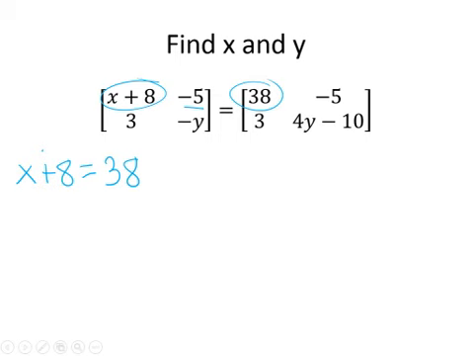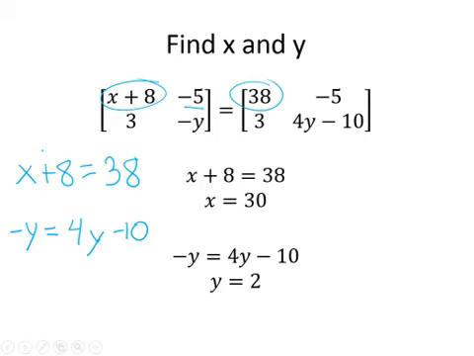And then we just do the second one. Negative y equals 4y minus 10. And then we would solve those. Once you get your equations, you're just going to solve it. And then all we're trying to find here is what x and y are, because we want them to be the same. So 30 and 2.